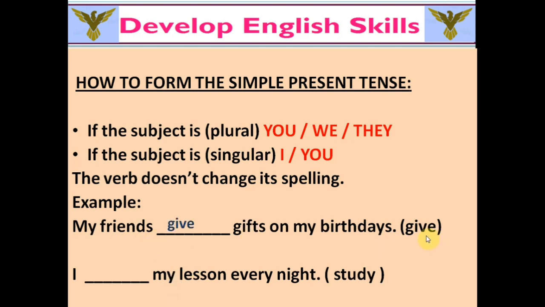That's very nice. Look at the second example. I dash my lesson every night. So what will come in the blank? That's good. Study. So the verb will remain same because the sentence starts with the subject I.